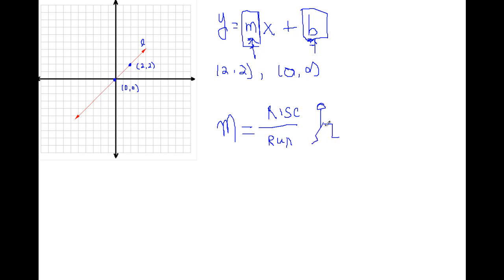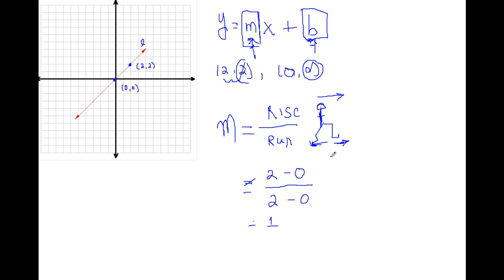Forgive me for this crude picture. So here you are running this way. This is your feet. So it's rise, that's the neck, over run. In our case, the rise is the y components of each point. So I have the first point's y minus the y of the second point, over 2 minus 0. And here you can see my slope is 1.